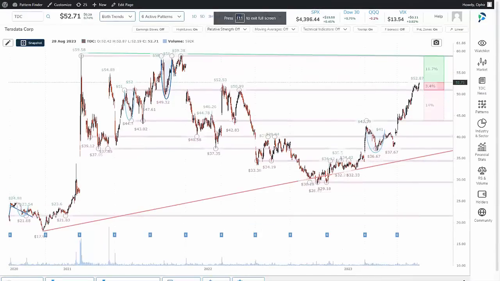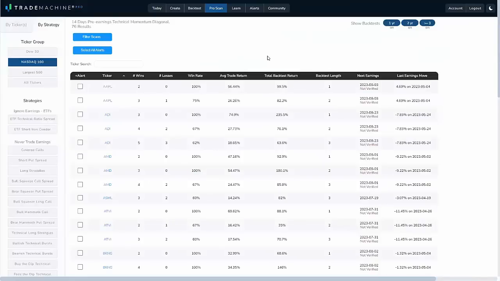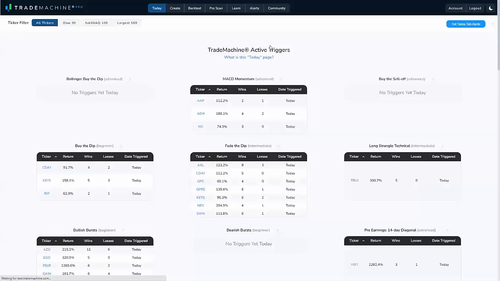So I'm going to go to my development box, and therefore I'm going to hide my URL. And that's how you do it. So let's talk about that 14-day. This is Trade Machine, by the way, for anyone who's new. So this is what it looks like. You go to the Today tab. This is on a development box.